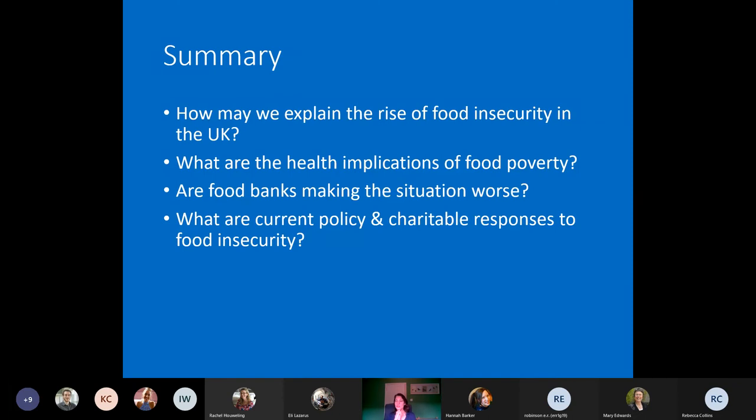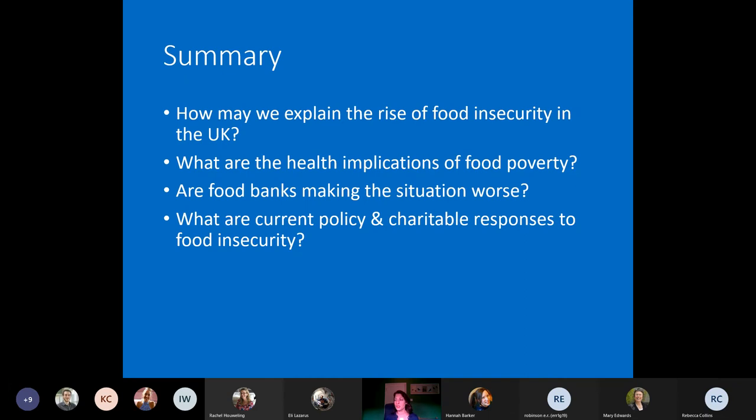So how can we explain the rise of food insecurity in the UK? That's a good question. It's probably a series of factors which came together and created a perfect, difficult situation for many families. And of course, food insecurity existed before 1999, but it's just become much more visible now. There are very clear health implications of food poverty or food insecurity. First and foremost, mental health outcomes are much more negative for people who are experiencing food insecurity, and knock-on effects will then have an impact on their physical health later on.